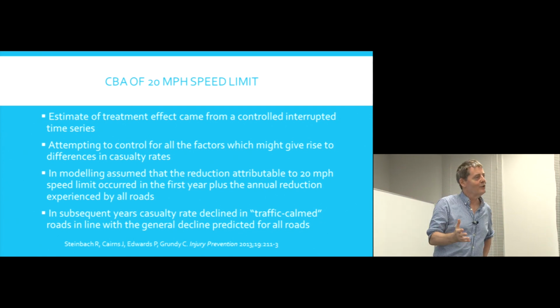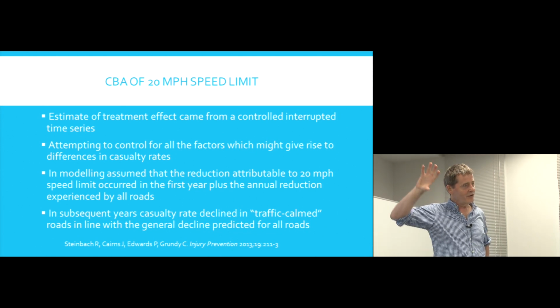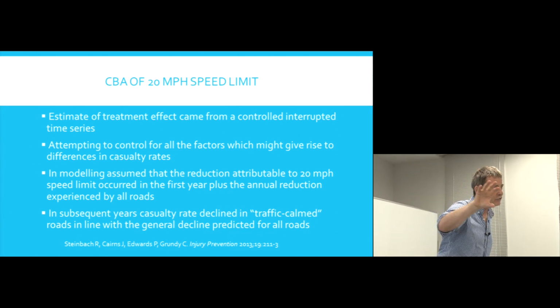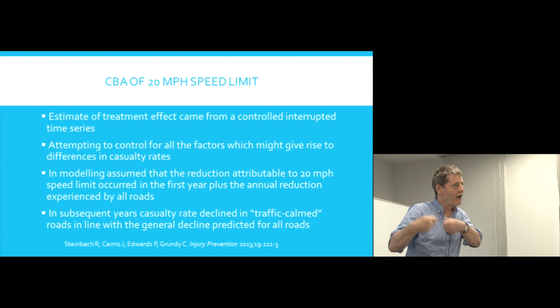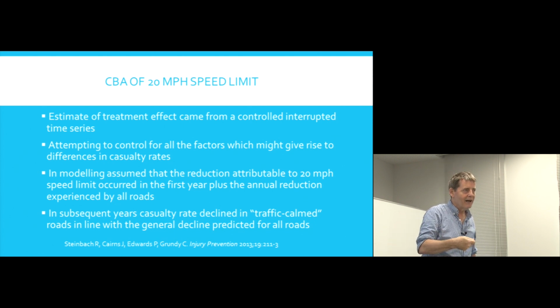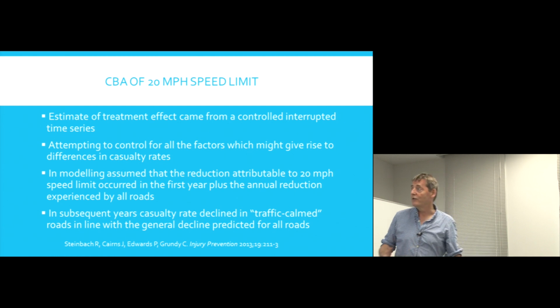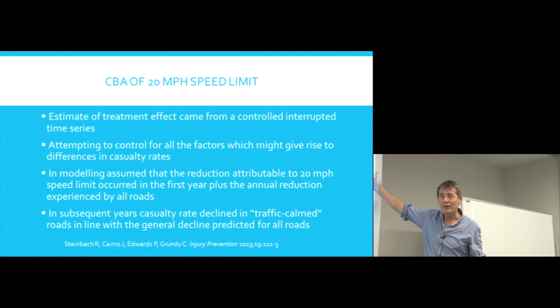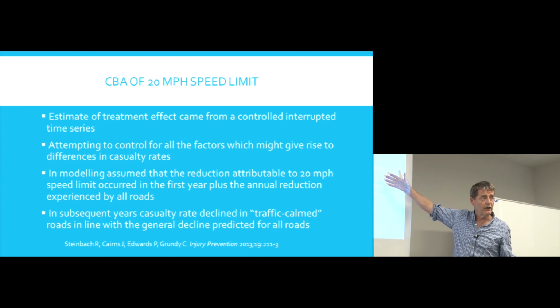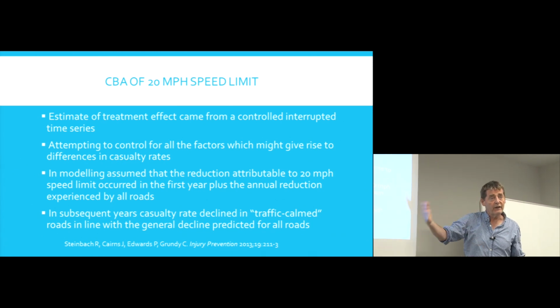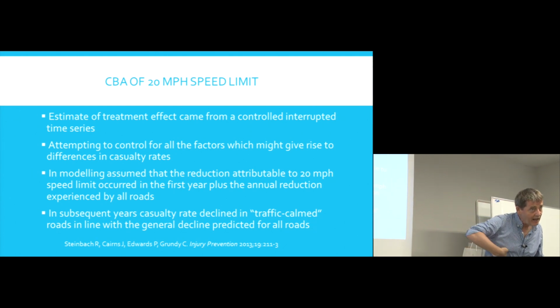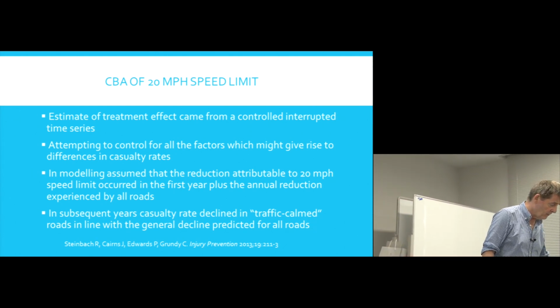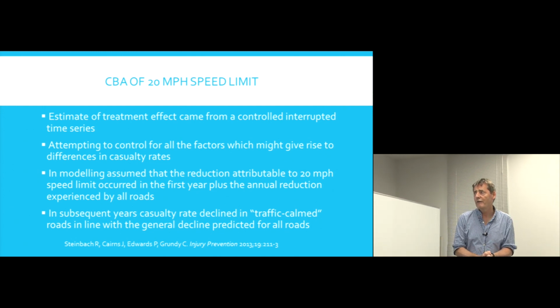Now, that's going to be a problem for your evaluation, because if there's changes happening to casualty rates anyway, when you introduce traffic calming, you might mistake some change for a change that would have happened anyway. So you've got to, in trying to establish how well this intervention's working, you've got to be able to try and control for all the other factors, such as the underlying rate of change in road traffic accidents.